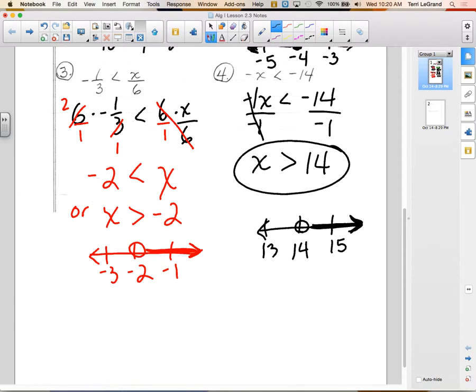Okay, let's just do a really quick check for this one. This is not going to be hard to do. Let's pick 15, since it's in our shaded region. We'll put 15 in for x, and what that really means then is we have the opposite of 15, which is negative 15. Is negative 15 less than negative 14? Yes. Feeling good about that then.